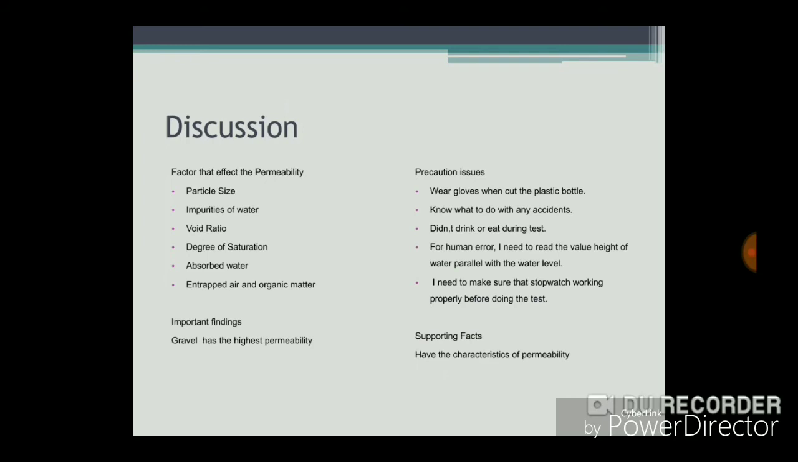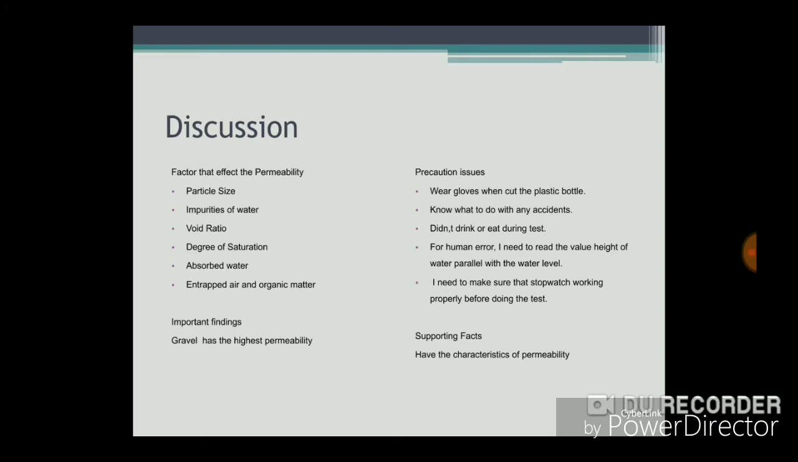For factors that affect permeability, we have particle size. It was studied by Allen Hazen that the coefficient of permeability of a soil is directly proportional to the square of the particle size. The second one is impurities of water. The presence of impurities in soil decreases the permeability of soils. The third one is void ratio. The coefficient of permeability varies with the void ratio.